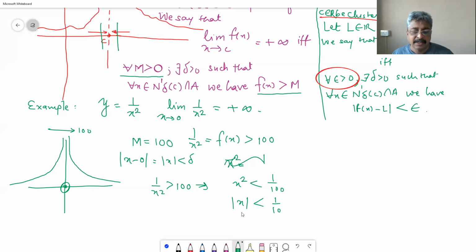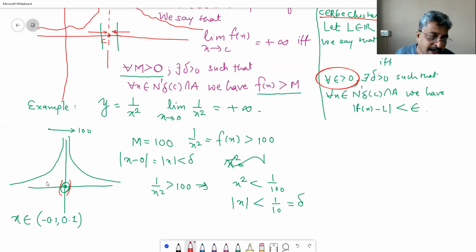So if your x value is between minus 0.1 and plus 0.1, your y value is going to be greater than 100. This is your delta: mod x should be less than 1 upon 10. So you should choose the value of x between minus 0.1 and plus 0.1. And it is very obvious.